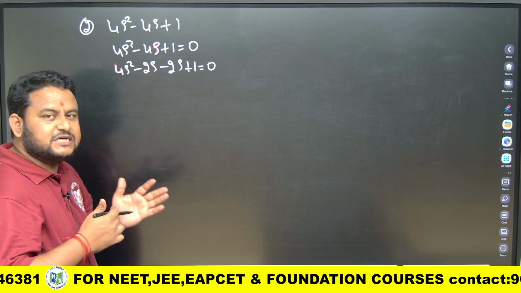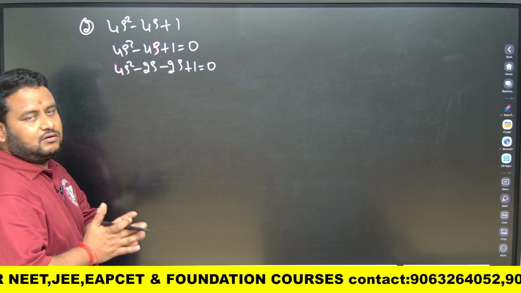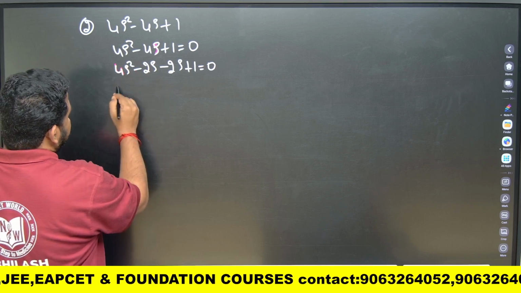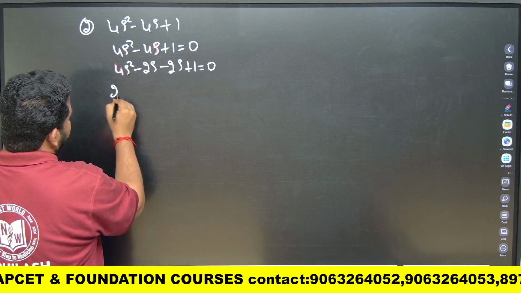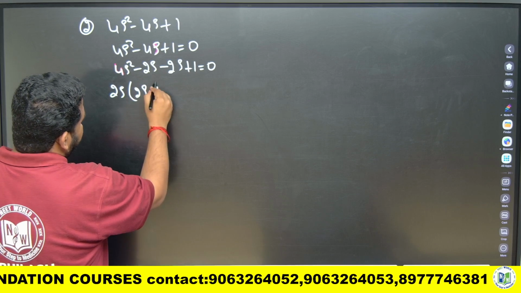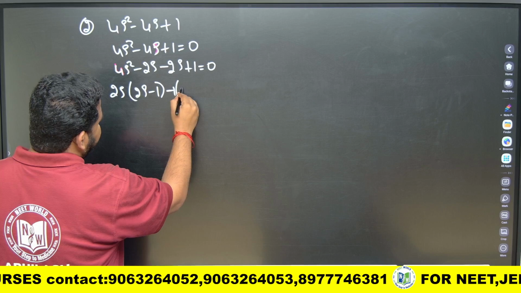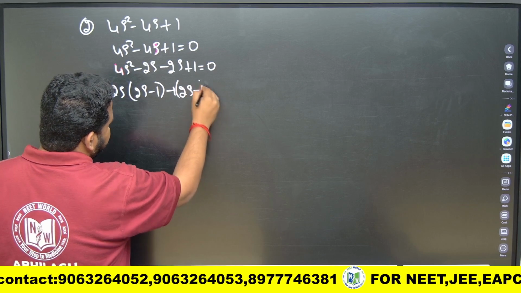That chapter is based on quadratic equations only, so you should know splitting the middle term very well. Here, if I take 2s common, this will become 2s minus 1, and if I take minus 1 common, this will be 2s minus 1 is equal to 0.